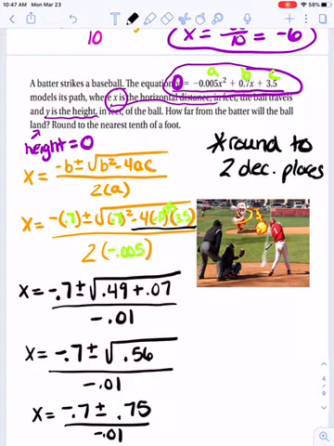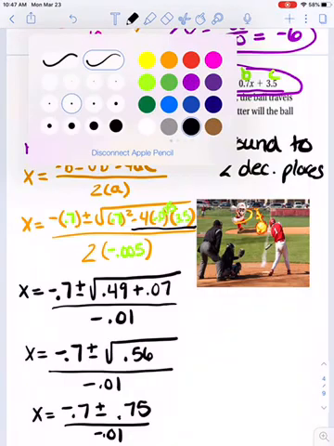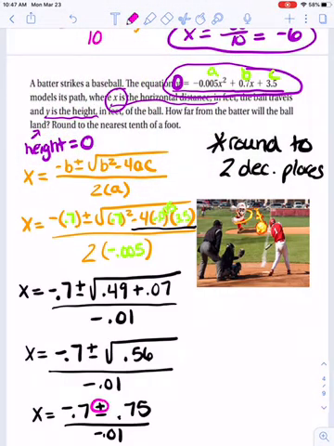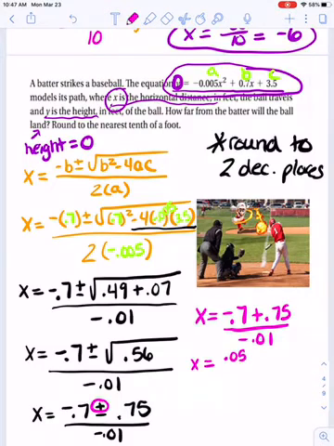So from here, I just have to go ahead and find my 2 solutions. So I'm first going to add. So I get x equals a negative 0.7 plus 0.75 divided by negative 0.01. So again, we add the numerator first. So it looks like I get x equals, if I add here, 0.75 minus 0.7, looks like I get a 0.05 divided by a negative 0.01. Looks like I would get a negative 5. So there's my first answer.